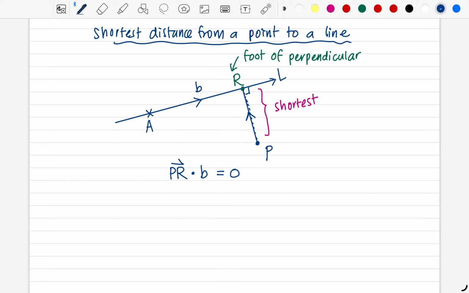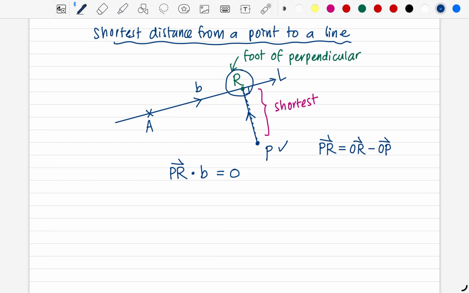So if you want to find the vector PR, we had one video before on how to find a vector between 2 points. So we can make use of the position vector of R minus the position vector of P. So PR is equal to OR minus OP. So OP may be given to us, but point R we don't know.